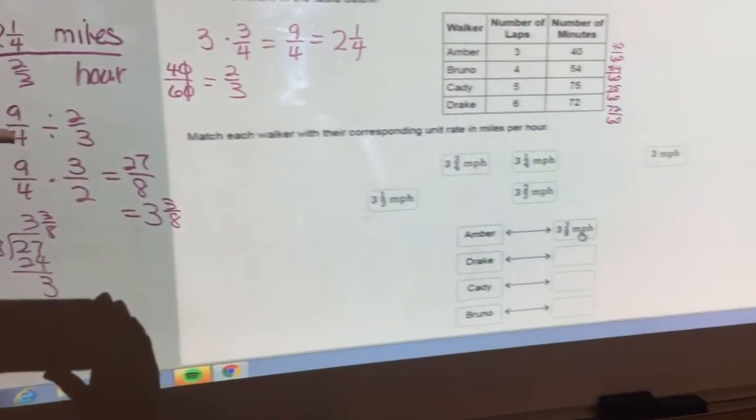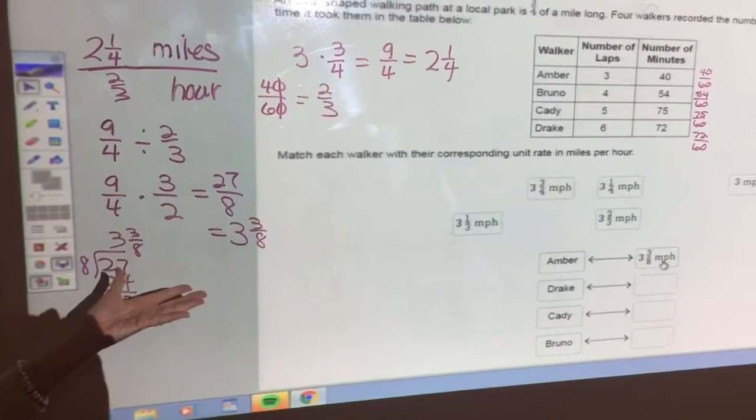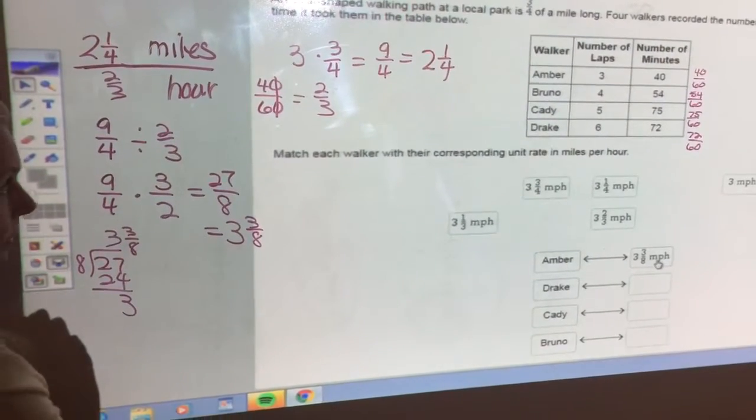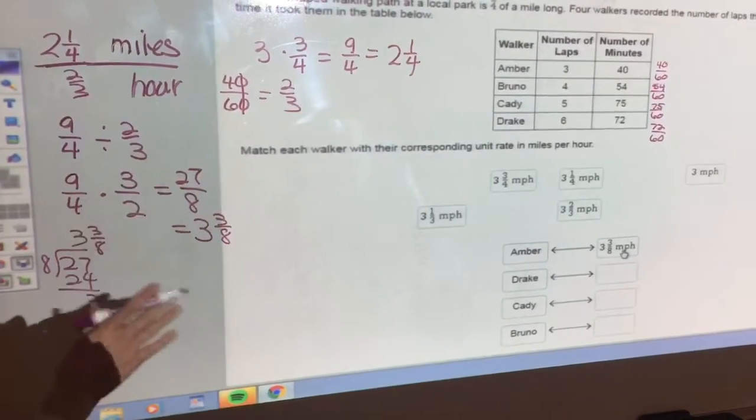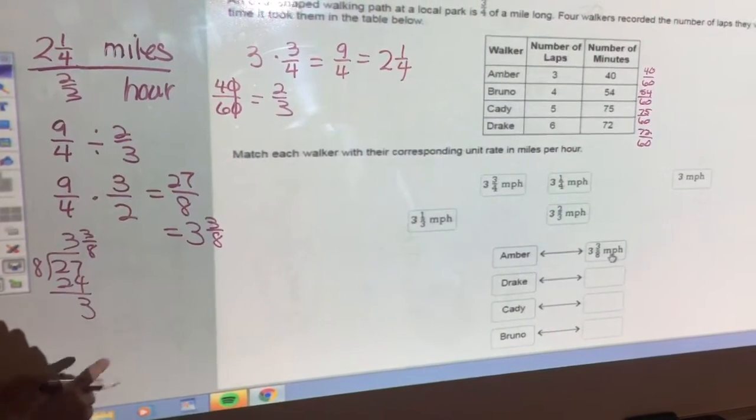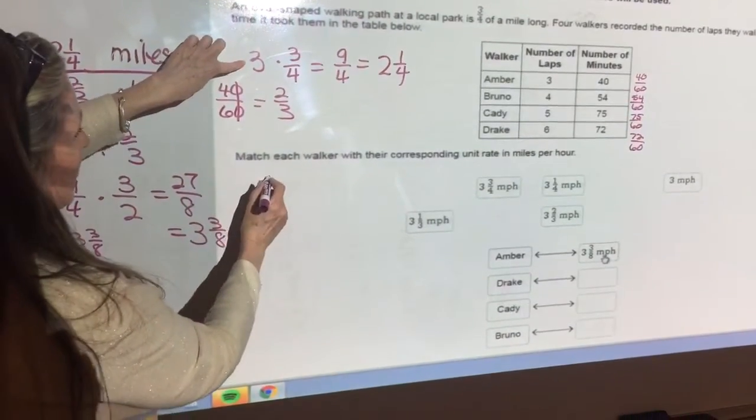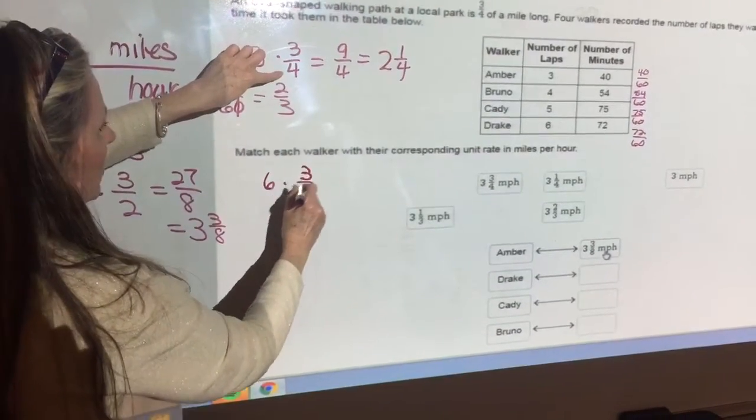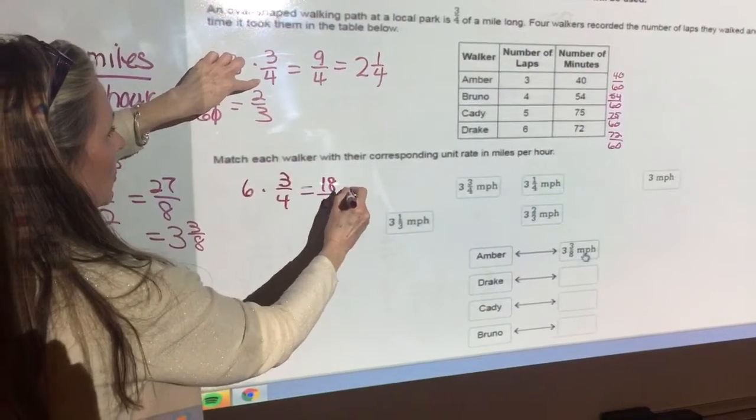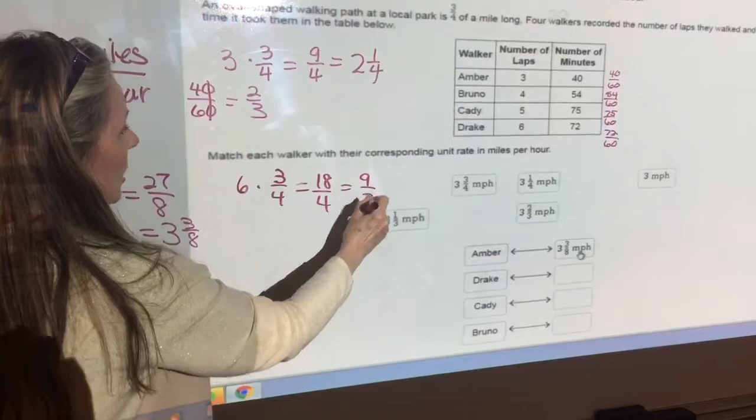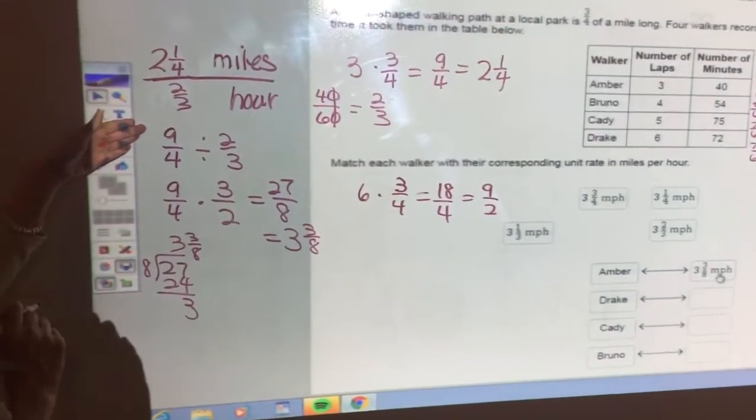Now actually I'm going to keep this up here and just use it as a model, because I'm going to do all of them the same way. So we'll go with Drake. How did Drake get in there next? I was thinking I was going in order, but I'll go with Drake since I have him next. And we'll go number of laps, so 6 times 3/4, so that would be 18/4, which reduces to 9/2, which actually I'm going to leave improper because I had to change it to improper anyway.